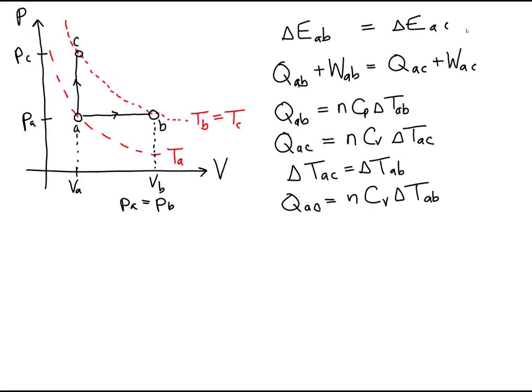Now we have an expression for the heat exchange from A to B and the heat exchange from A to C in terms of temperature. Now let's see if we could come up with an expression for the work done from A to B and the work done from A to C. Let's start off with the easy one. Let's look at the work done from A to C. I know that the work done from A to C is going to be 0.